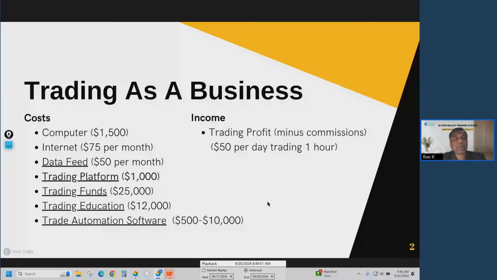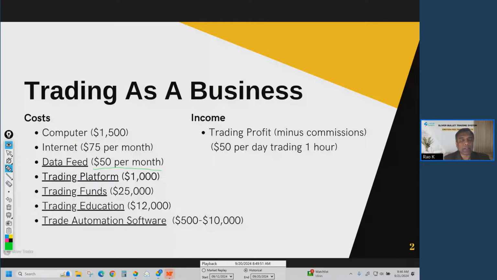And then to be able to do trading, you need real time data, live data, tick by tick, every second data. So that data feed could cost you anywhere from $12 to, say, $90. So we have taken a midpoint number, $50 per month, and so that's your data feed.